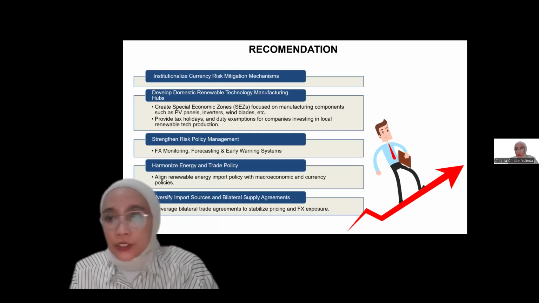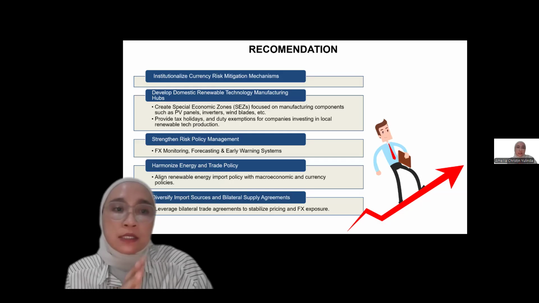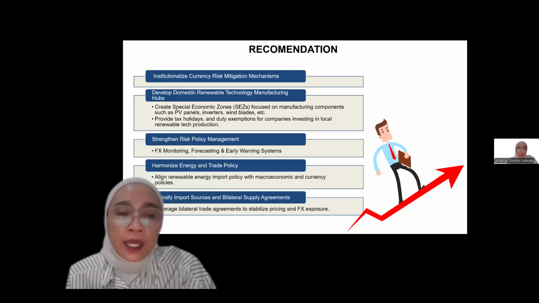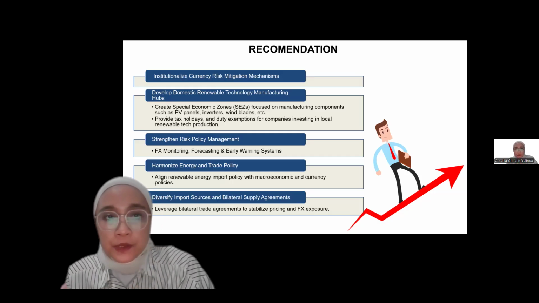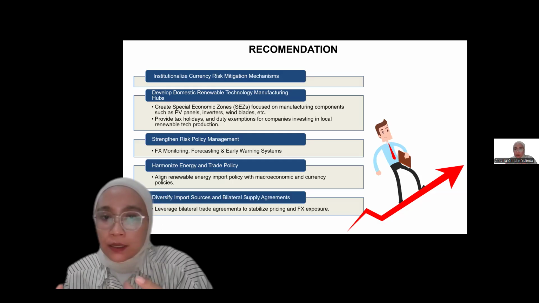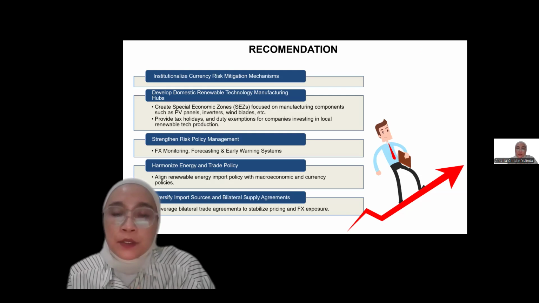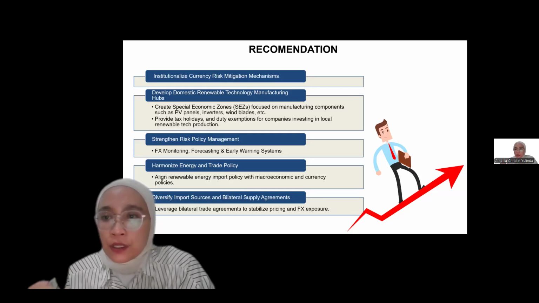These are some recommendations from the study. The first is institutionalized currency risk mitigation mechanisms and developing domestic renewable technology manufacturing hubs, like creating a zone focused on manufacturing components such as PV panels. Maybe we can collaborate with PLN and other national companies.